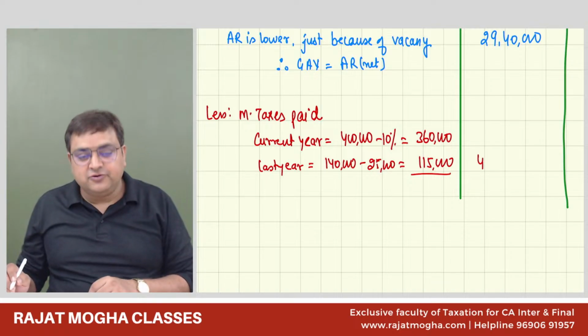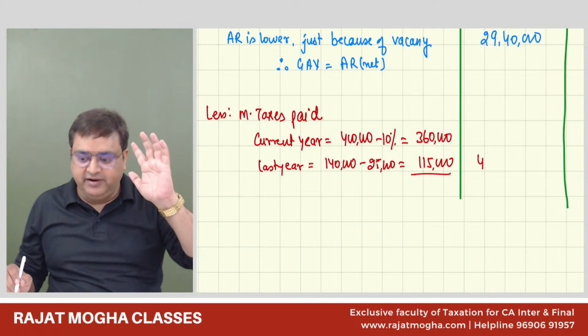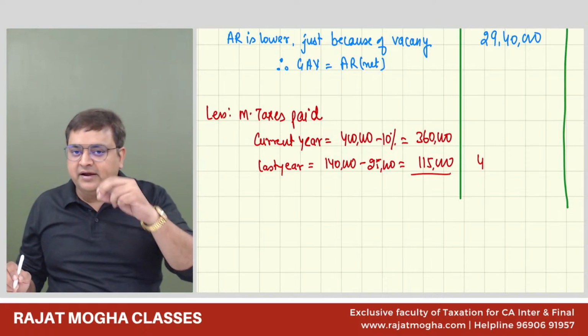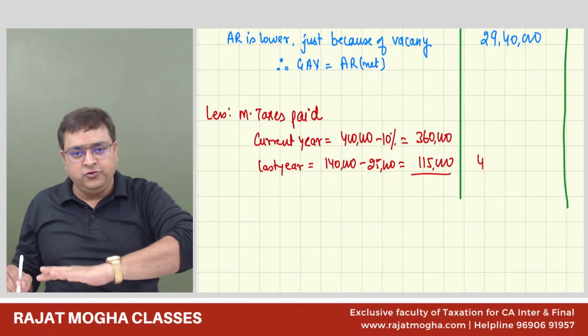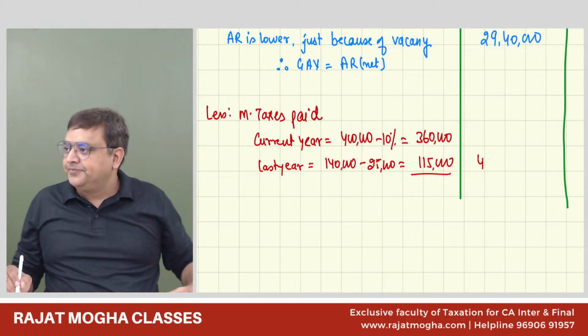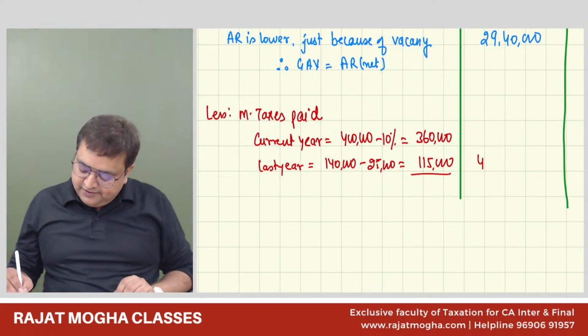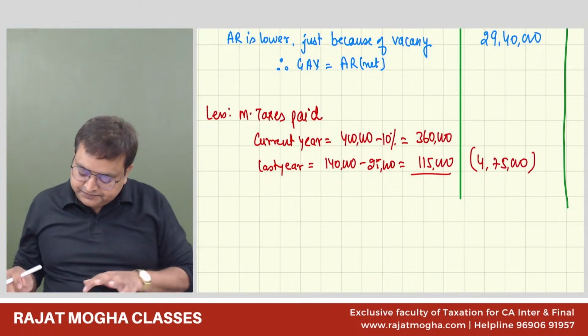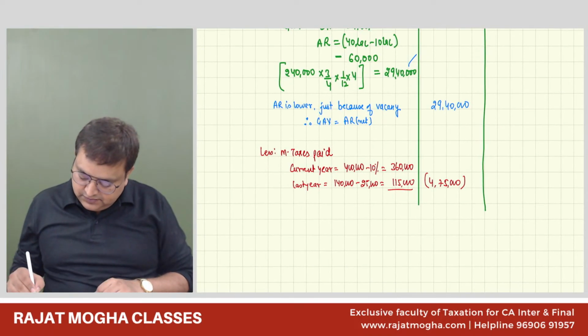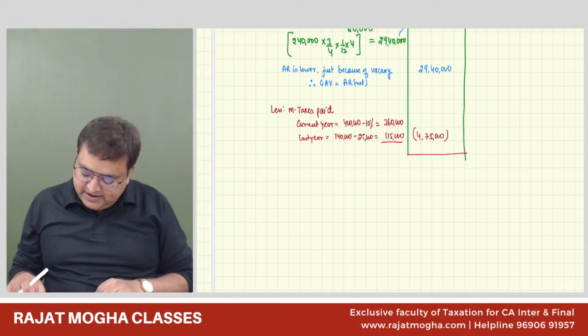This is an examination question, a little bit at a difficulty level. I acknowledge it is a little difficult for the students, but since you are doing it now, you will find it easy. Now it would be 4,75,000. Okay. So this is my NAV.